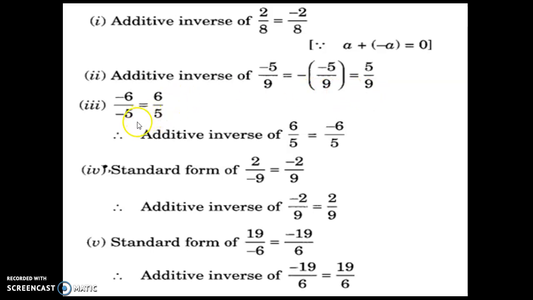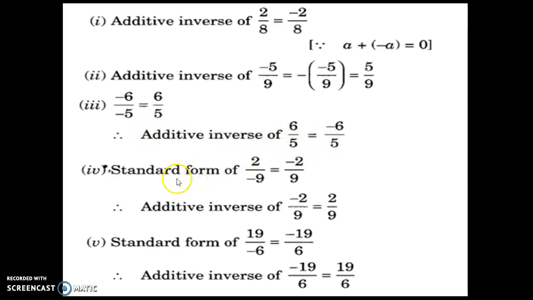Then the third one, minus 6 by minus 5. Minus minus will get cancelled, so the number we are getting is 6 by 5. Then the additive inverse of this number will be minus 6 by 5. In the question we have 2 minus signs, and minus minus will get cancelled. So the answer: the additive inverse of 6 by 5 is equal to minus 6 by 5.